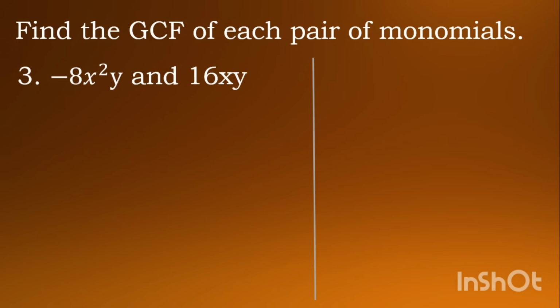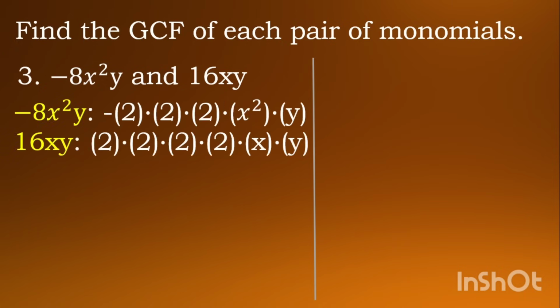Next, I have here negative 8x squared y and 16xy. So, for negative 8, since negative yan, meron tayong negative sign. And then 2 times 2, 4 times 2, that is 8. x squared times y. For 16xy, we have 2 times 2, 4 times 2, 8 times 2, 16. And then x and y.